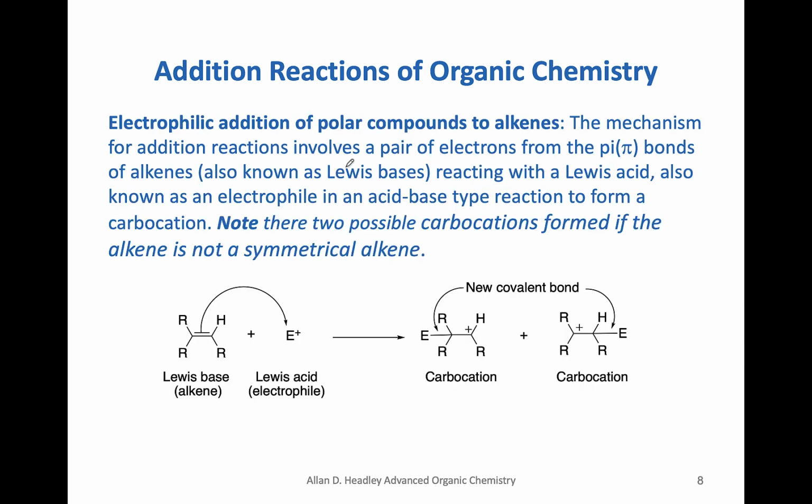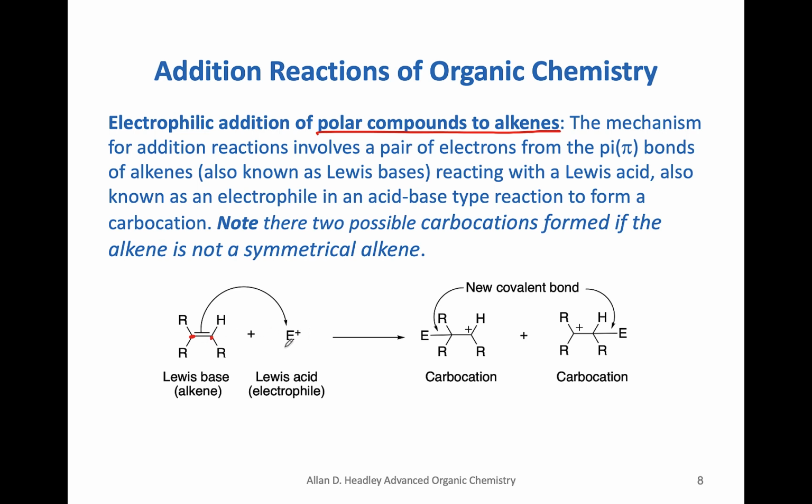Let us look at the electrophilic addition of polar compounds. So we're looking at polar compounds here, the addition to alkenes. Let's first look at the mechanism before we look at specific reactions. So notice for this reaction here, our hypothetical reaction, we have an unsymmetrical alkene where this carbon here has two R groups and this carbon here has one R and one hydrogen.